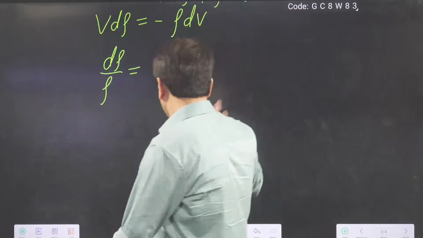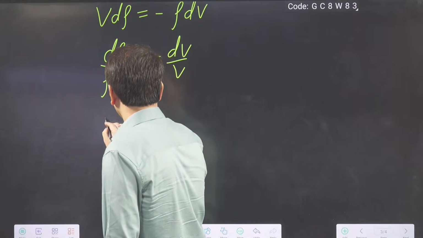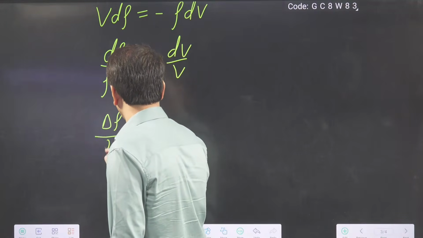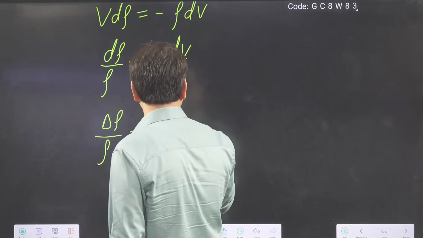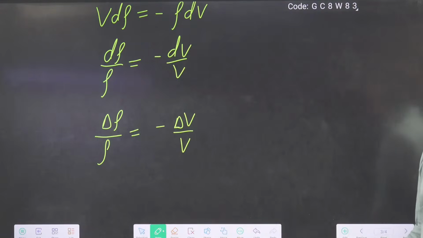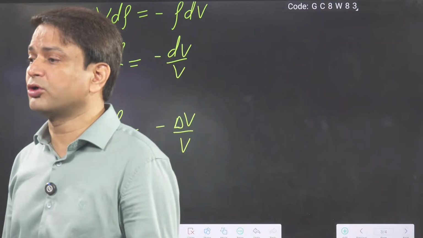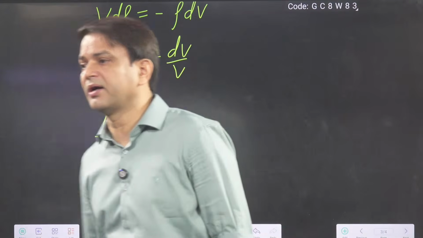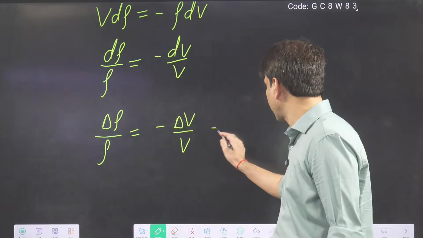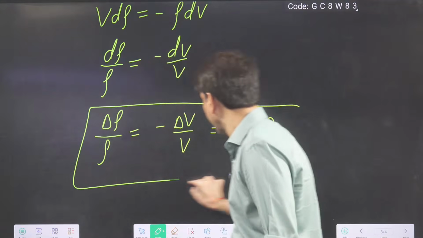Now delta rho by rho is minus delta v by v. And delta v by v, we already learned the formula: delta v by v is equal to gamma delta theta. So delta rho by rho is equal to minus gamma delta theta. This relation you have to remember.